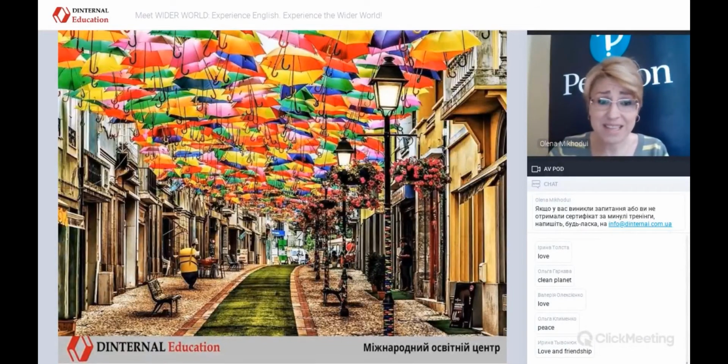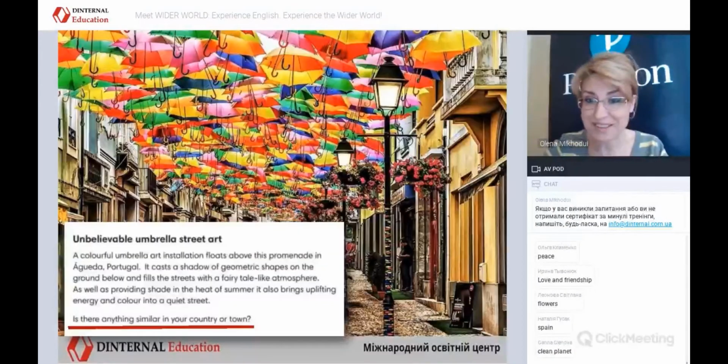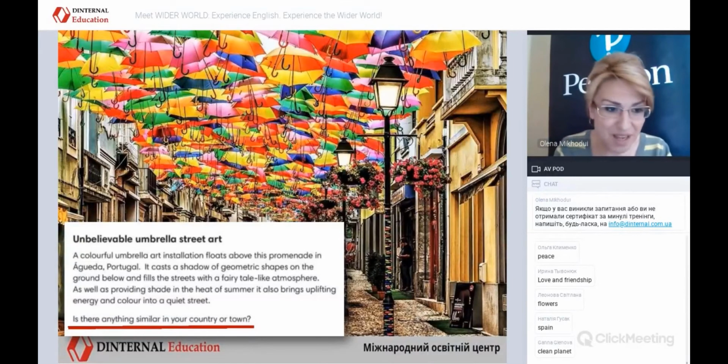And finally, this one is amazing. It's this umbrella promenade in, can you guess the country? Maybe you've traveled and you've seen that place with your own eyes. Spain, good guess. Very close to Spain. It's Portugal, Agueda.